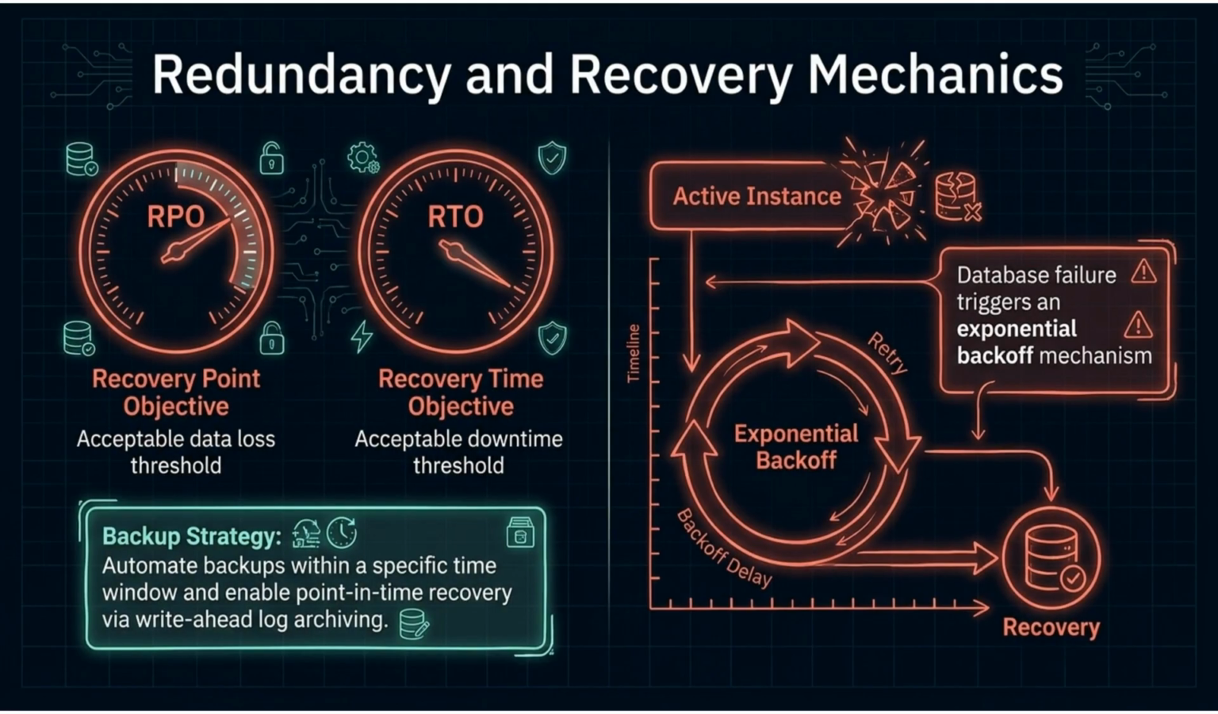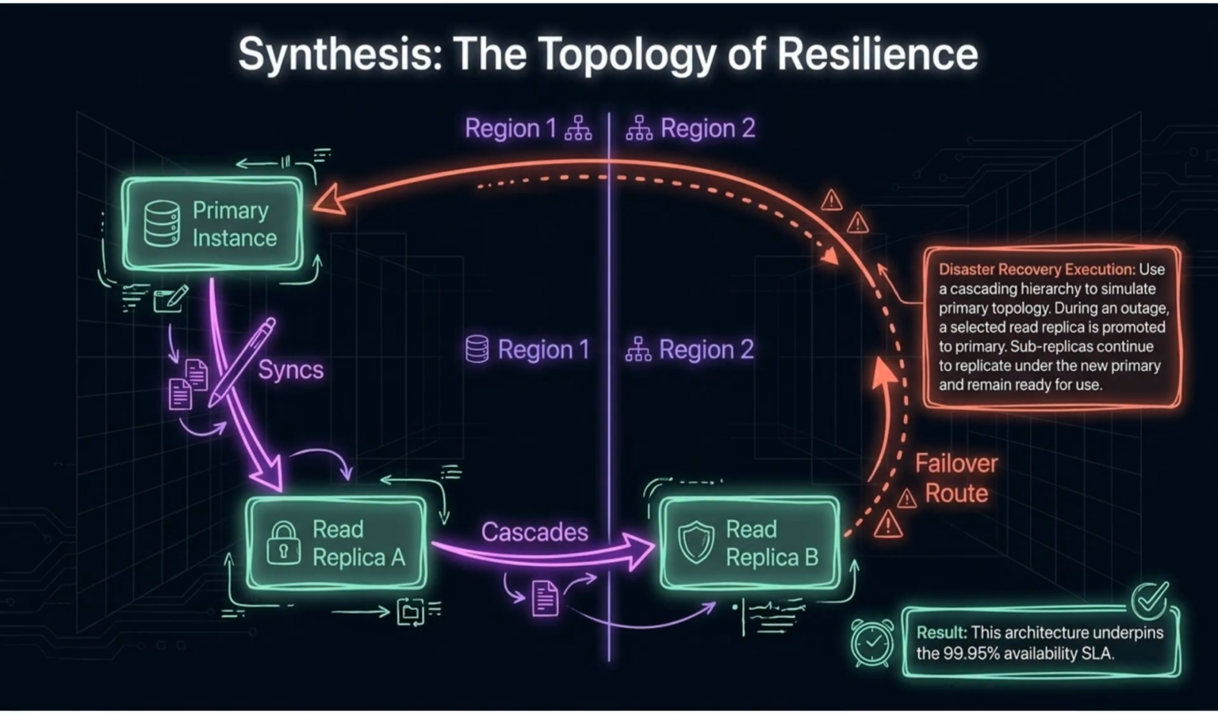Recovery point objective, or RPO, is the acceptable data loss threshold, and recovery time objective, or RTO, is the acceptable downtime threshold. Automated backups with point-in-time recovery via write-ahead log archiving are key to redundancy. The topology of resilience uses a cascading hierarchy for disaster recovery. In an outage, a selected read replica is promoted to primary, maintaining the 99.95% availability SLA.